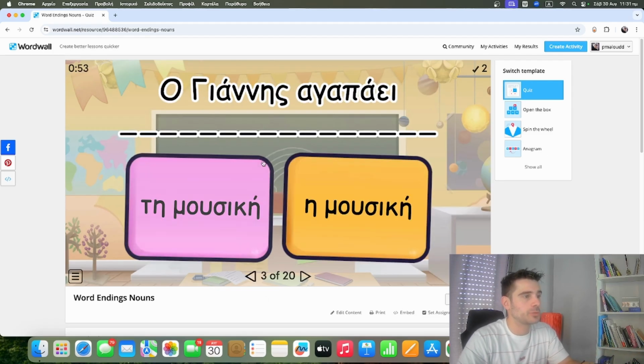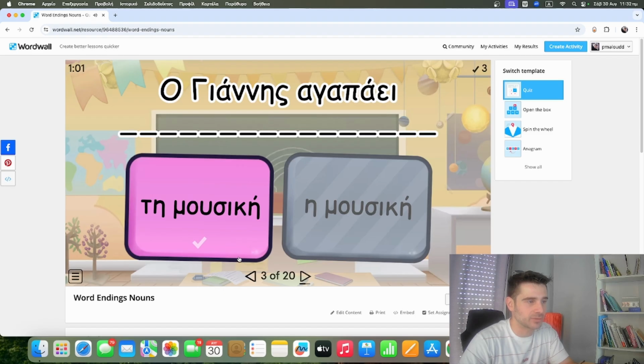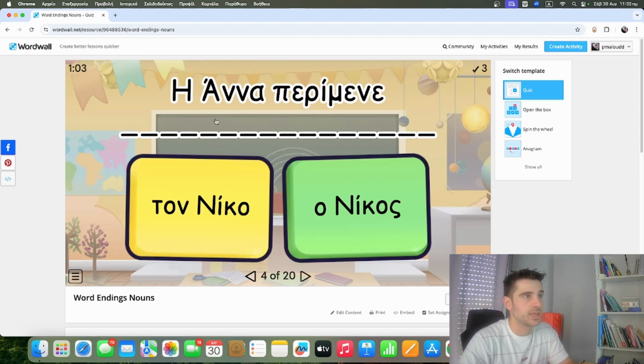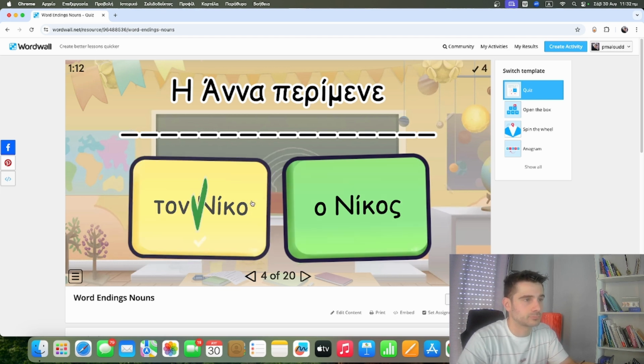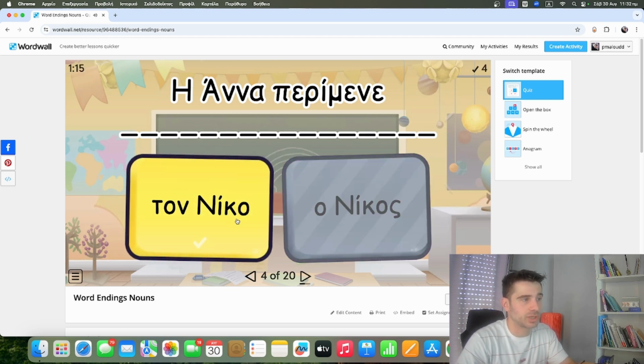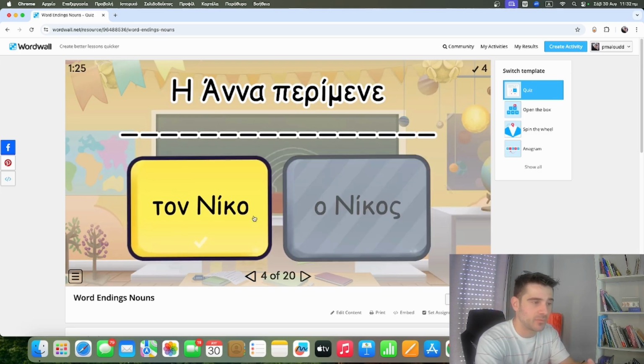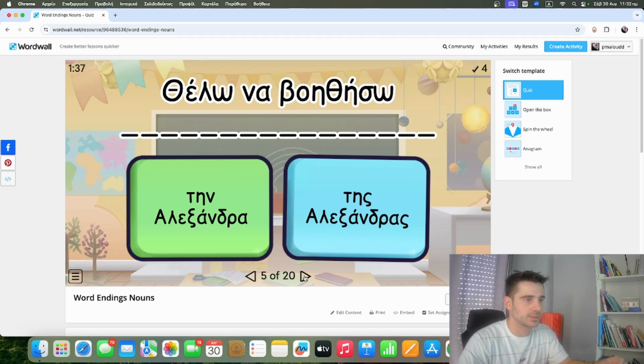Λοιπόν, νούμερο 3. Ο Γιάννης αγαπάει η μουσική or τη μουσική. Τη μουσική again here. Accusative. Γιάννης loves music. Η Άννα περίμενε. So Anna was waiting for Nikos. You will put Nikos or τον Νίκο. Τον Νίκο. Also here we change the word ending. You will find all this kind of information on the PDF below, because it explains also the word endings of each noun and how they change in all cases.